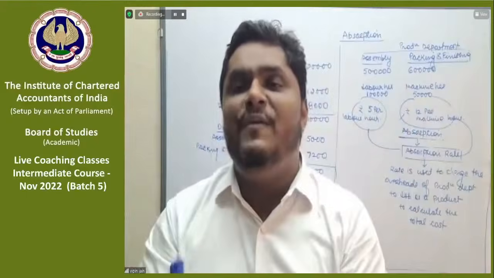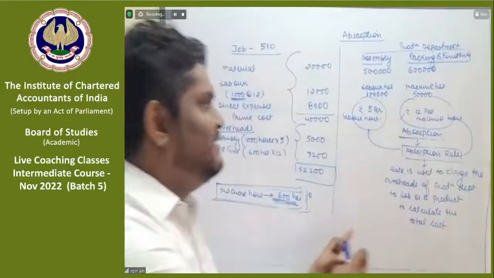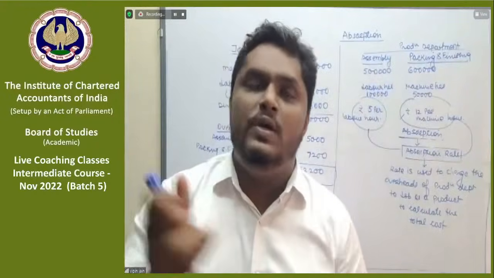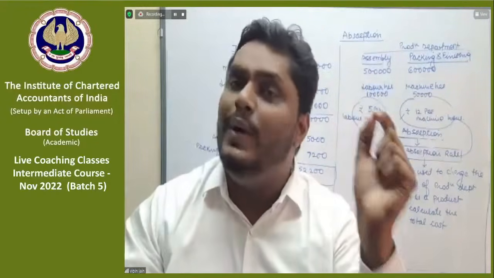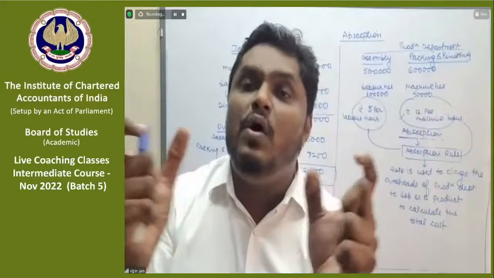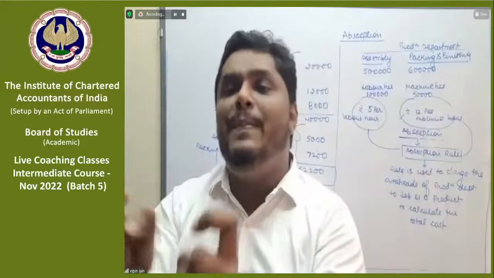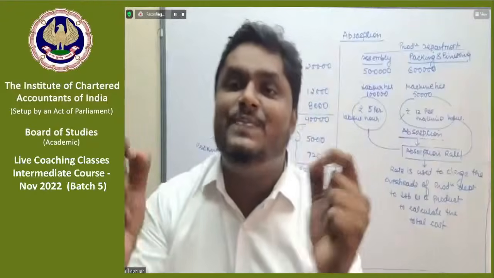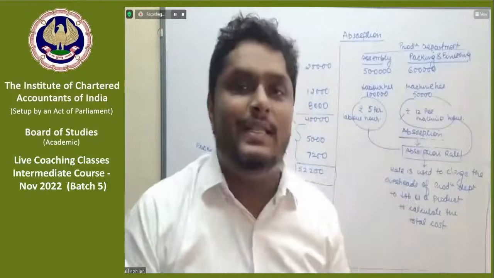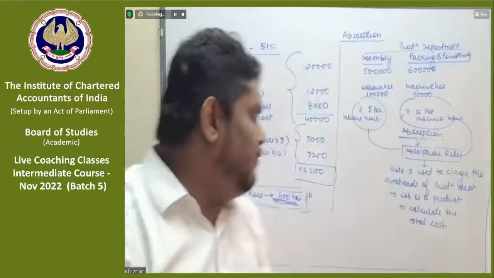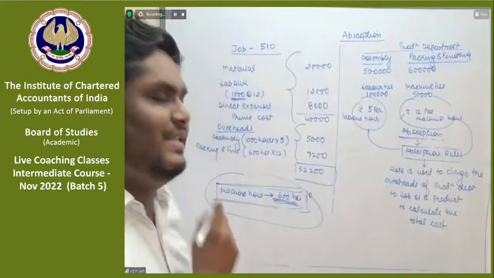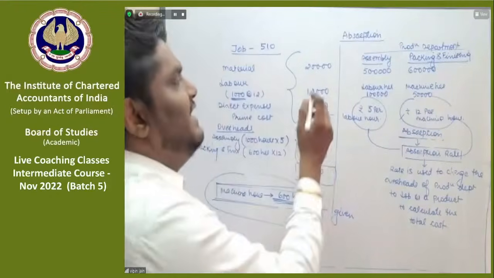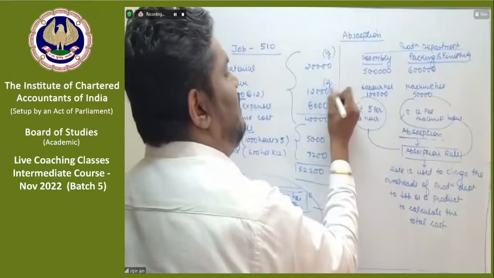Now, with the help of this absorption rate, we will charge the overheads of these two departments to this job. Herein in this job, the total material cost given is 20,000. The total labor cost given is for 1,000 hours paid at the rate of 12 per hour, that is 12,000. Further, the direct expenses are also given, that is 8,000. Further, it is also given in the question that we have worked for a total of 600 hours. This information is given in the question. I am writing G where it is given.